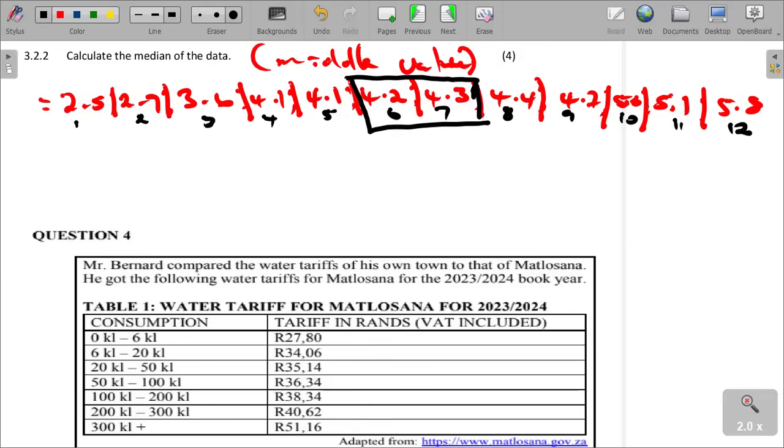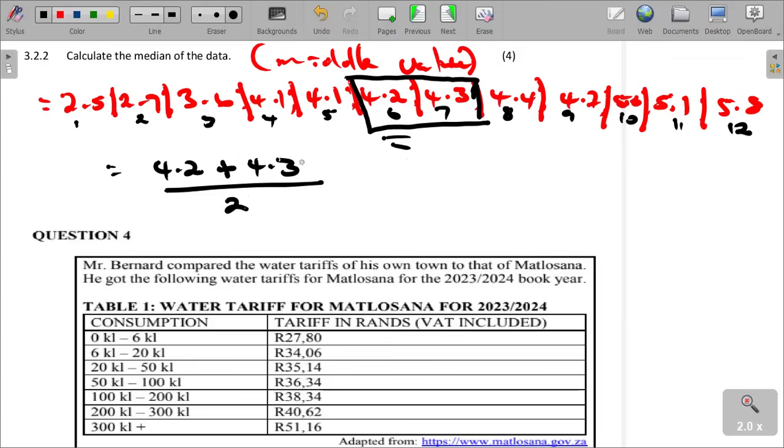So 1, 2, 3, 4, 5, 1, 2, 3, 4, 5 as well. So 6 and 7 are the middle numbers here, the middle set of figures. So this is equal to 4.2 plus 4.3 over 2, because there are two. We don't have a specific set that is in the middle there.